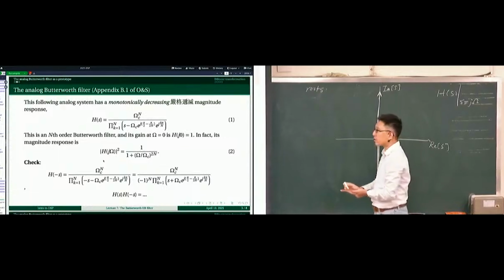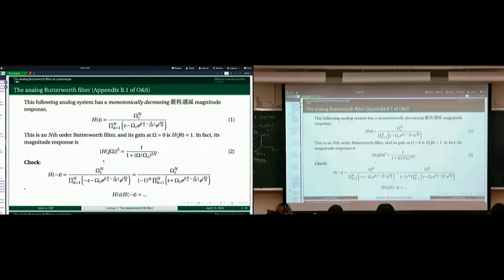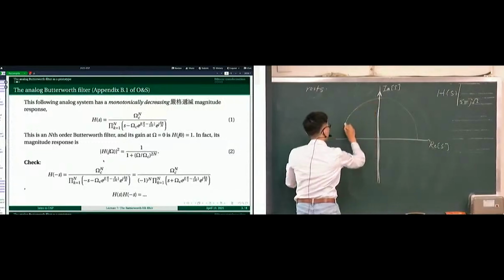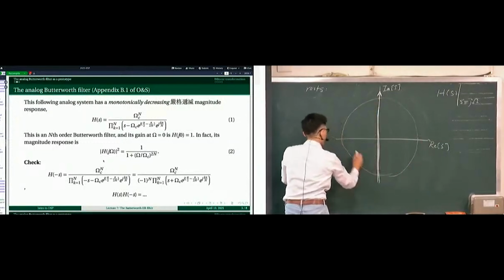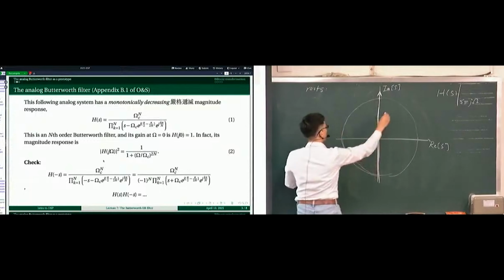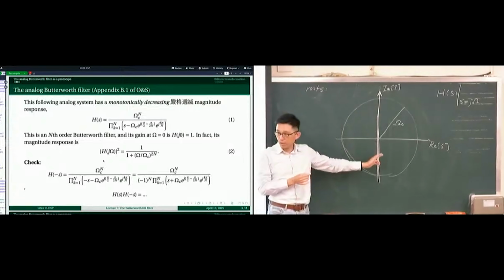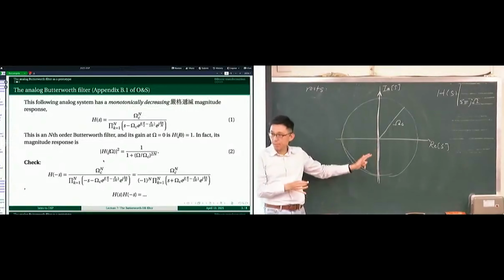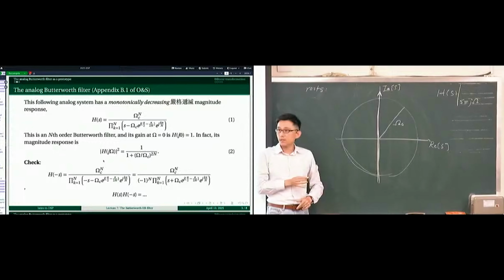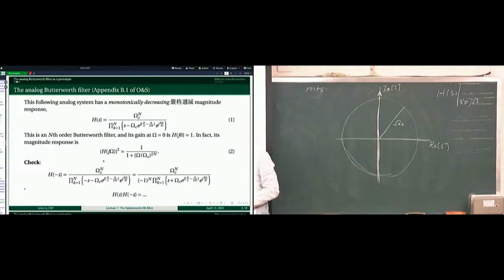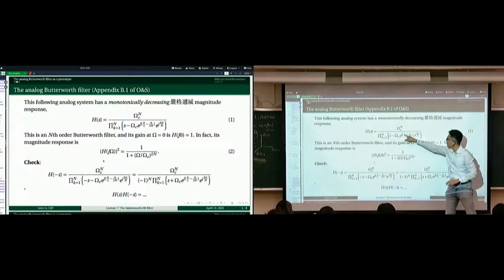Omega c is a radius, so let's draw a circle with radius of omega c. This is the S plane, okay? Not the Z plane, but the S plane. Now all the roots are on the same circle with this radius, with different phase though. When we come back, we'll show a few examples. They are all equally spaced.